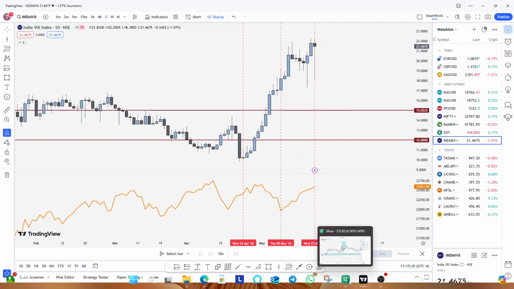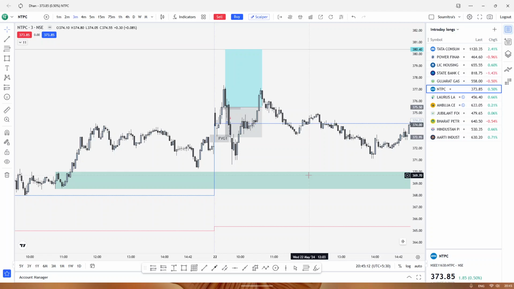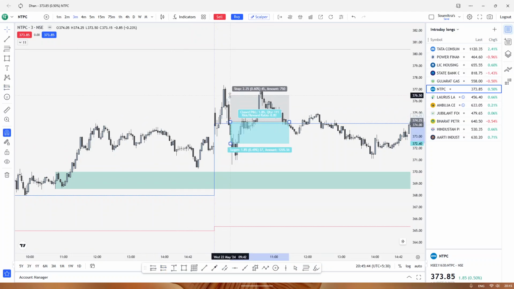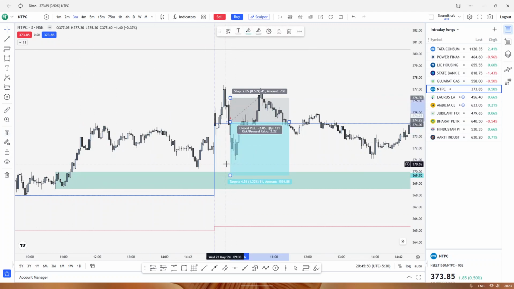What is more important is that when India VIX is going in an upward direction and you are trying to do intraday trades, then you will encounter stop losses frequently. You see here, this was the first stop loss. Then you may think that maybe price is coming into this order block from here, it will be bullish, so let us take a short trade from here, sell short. Maybe you will take this fair value gap as your entry, keeping your stop loss here and your target up to this order block.